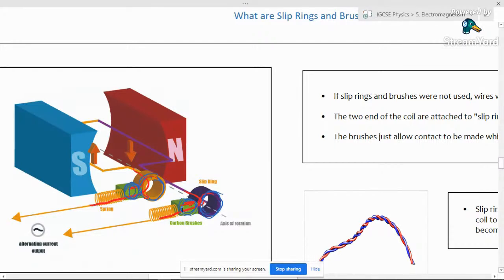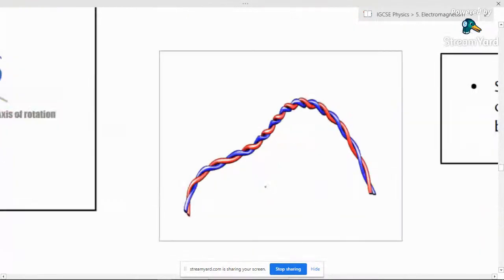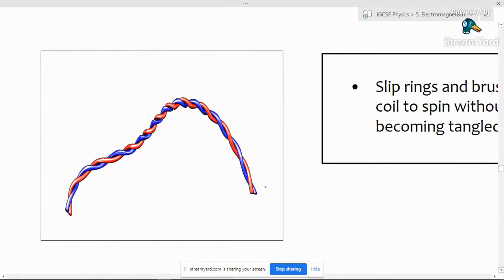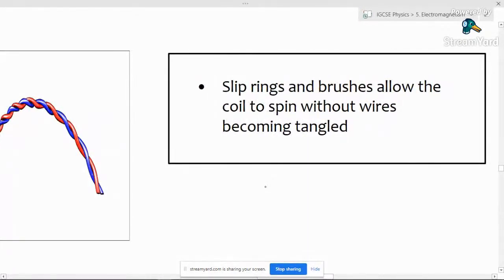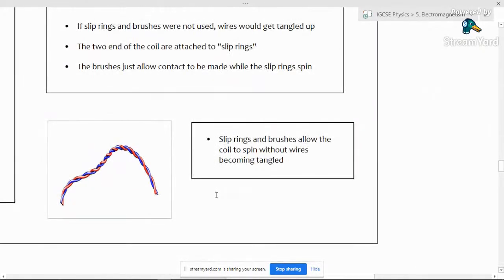And basically, if we didn't have that setup, if we just had straight wires going to your external circuit without the slip rings, what we would end up with is something like this. You would just get super twisted wires in no time at all, and eventually it would just break, and it would be useless. So slip rings and brushes allow the coil to spin without the wires becoming all tangled up.